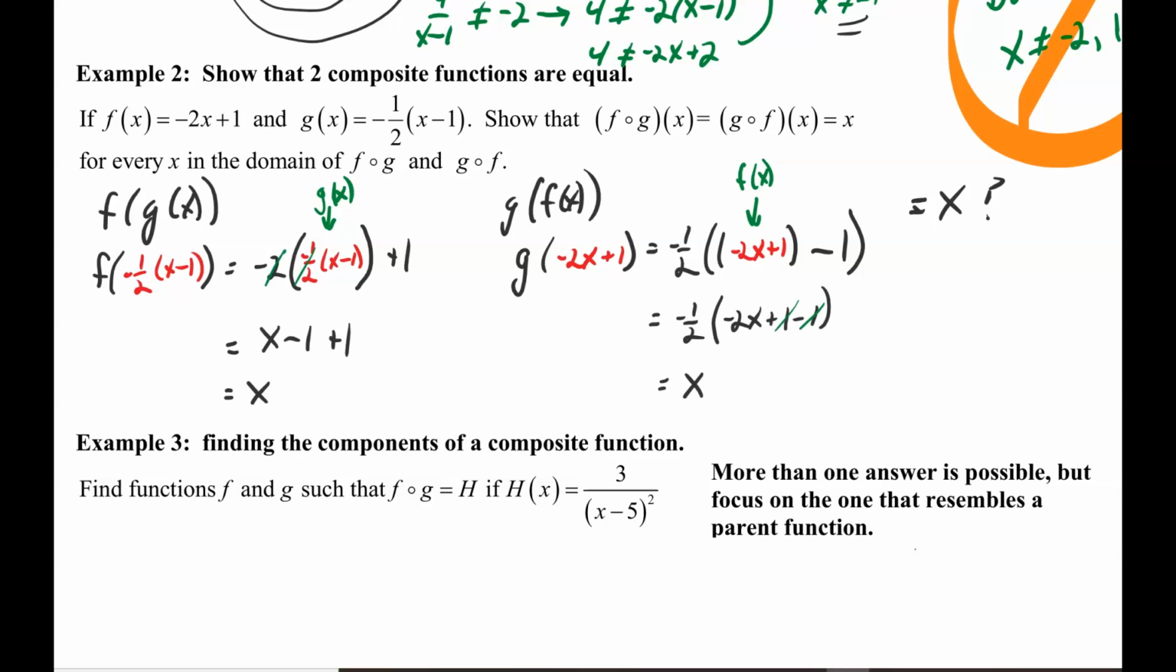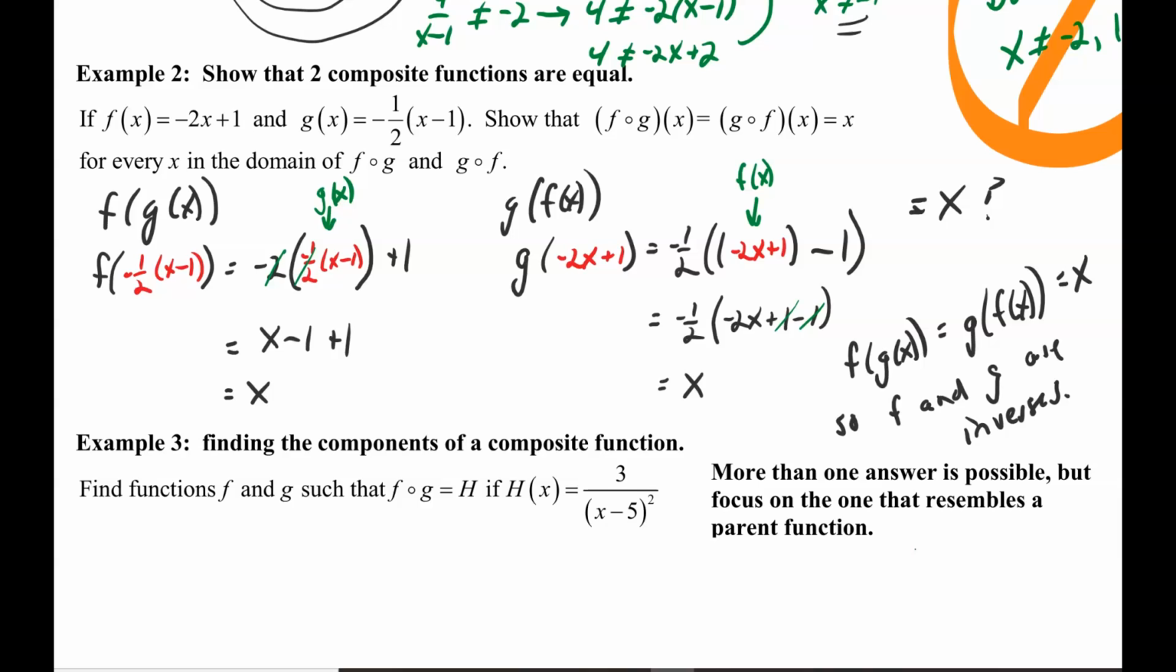Okay, now there's many ways you might have simplified these, but they should always end up in the same place, and that is both of these composite functions are equal to x. In other words, what we found here was that f of g of x was equal to g of f of x. They're equal to each other because they're both equal to the same thing. They're both equal to x. And therefore, f and g are inverses.